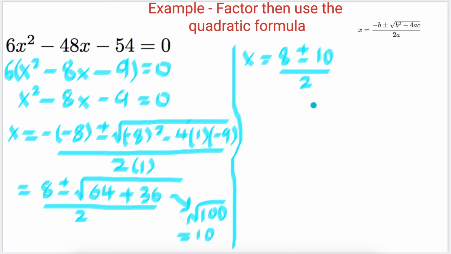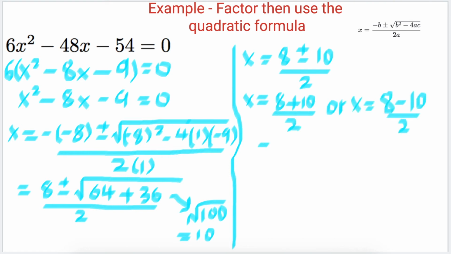Once we reach here, we're going to have two answers. One is going to be plus 10 and the other one is going to be minus 10. So x equals 8 plus 10 divided by 2, or x equals 8 minus 10 divided by 2. We're going to solve the left side and then we'll solve the right side. When you add 8 plus 10, you get 18 divided by 2. That means x equals positive 9. The other solution is going to be 8 minus 10, which is negative 2, divided by 2. That means x equals negative 1. And these two are the solutions of this quadratic equation.